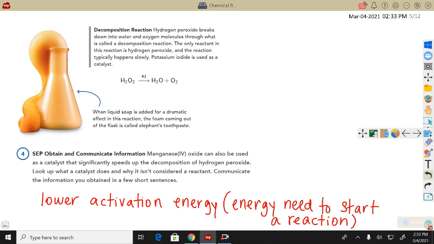And so the catalyst is written above the arrow because it's really not a reactant and it's not a product. The catalyst isn't changing in any way. It's just affecting the energy level of the reaction. It's adding a little boost of energy so that I can get the reaction started a little bit quicker. But it's not changed in any way. So it's not written as a reactant or a product.